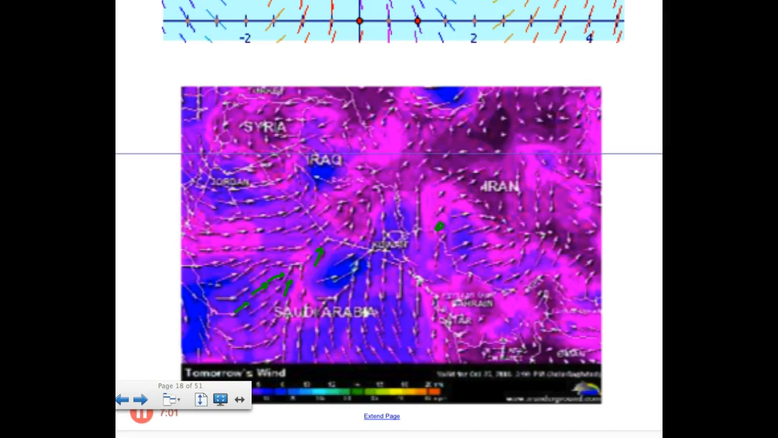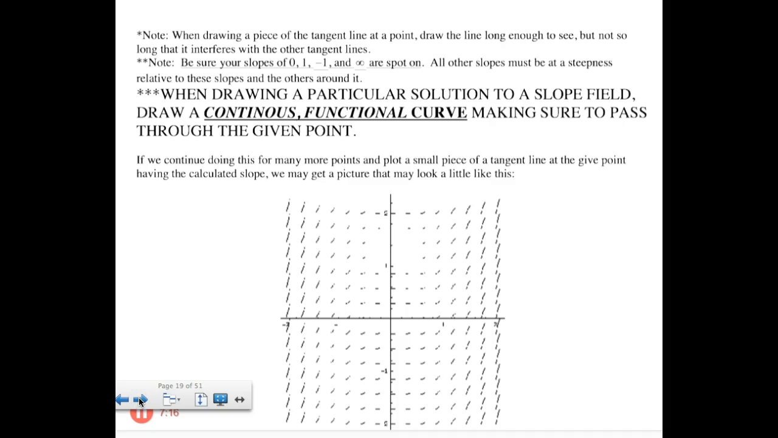So if I were to drop in a feather right here, how would the wind take it? And it looks like it's going that way. And I think it's hard to see on here. But again, it's similar to the effect of what a slope field does. It takes you along different tangent lines as you travel through the field. So it says on the top, a couple things to keep in mind. When you're drawing those little tangent lines, make sure you make them big enough so you can see them and follow them if you need to, but make sure they don't interfere with your other tangent lines.